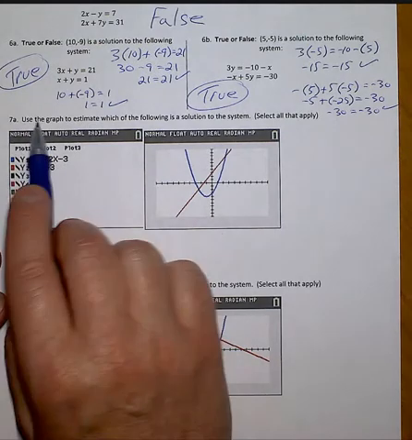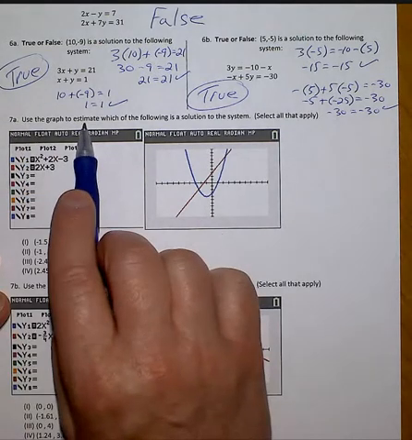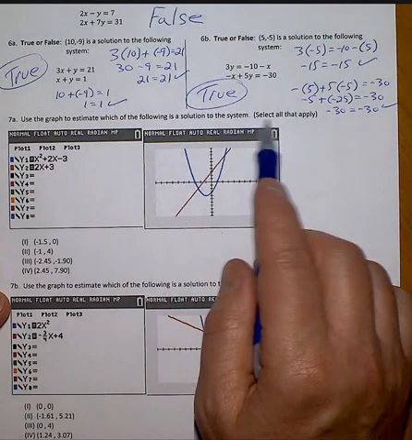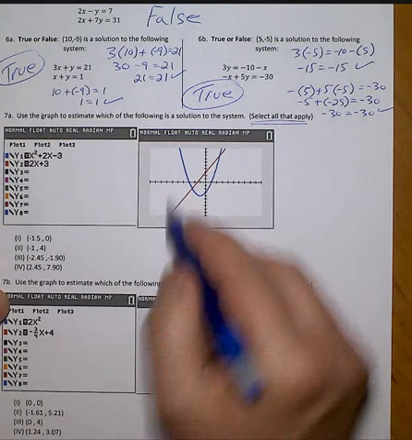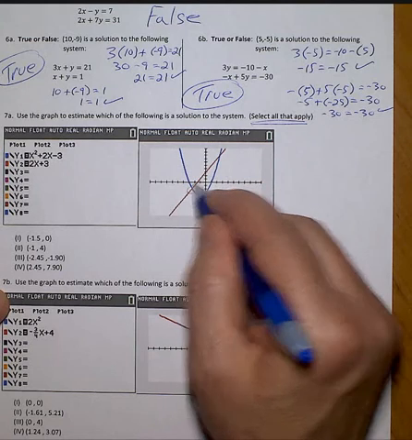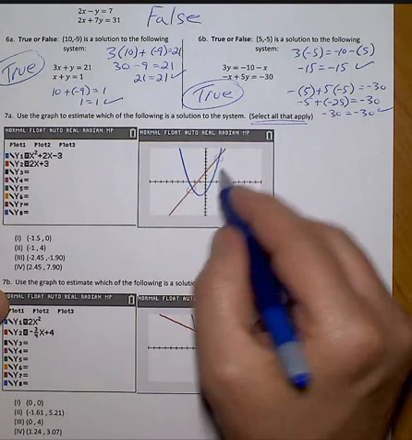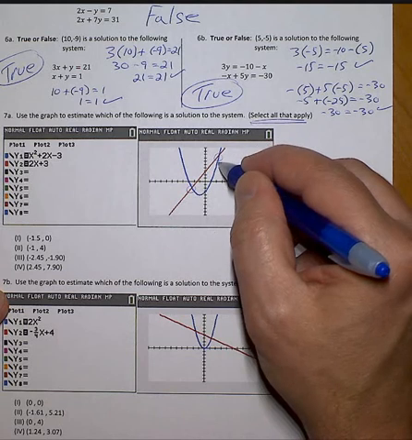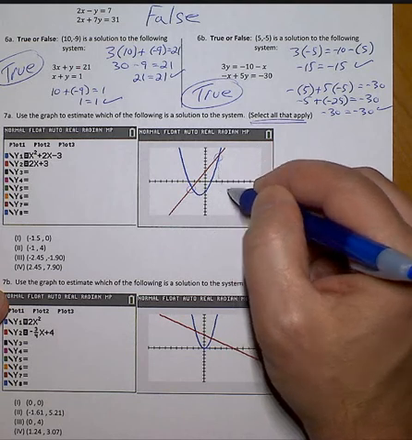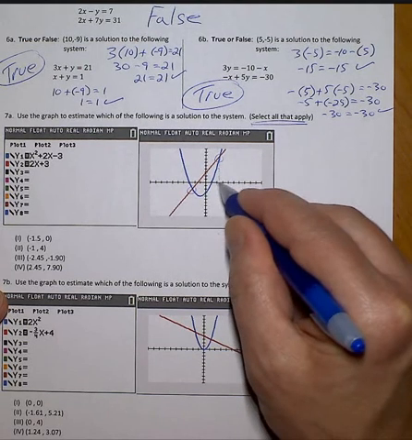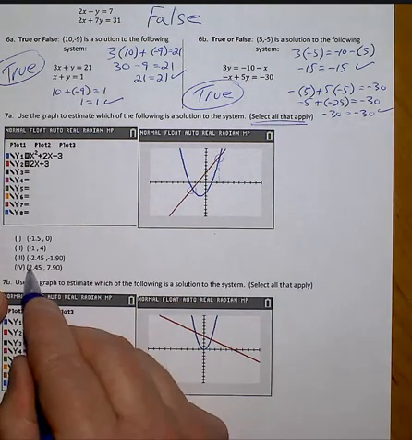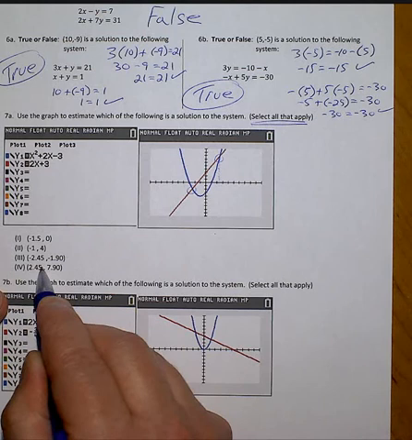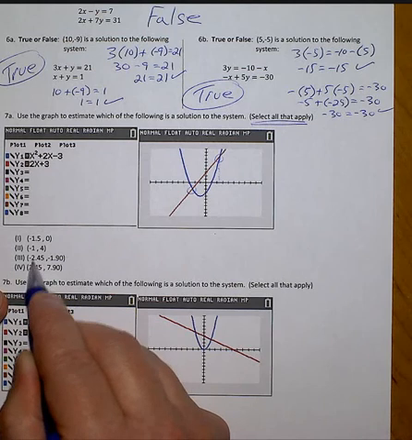7a, use the graph to estimate which of the following is a solution to the system. Select all that apply. Okay, we want to estimate. So where do you think the solution is? I'm set right there and there. Approximately. What do we think that is? Well, here's 1, 2, somewhere between 2 and 3. Is there an x value between 2 and 3? Yeah, one of these.